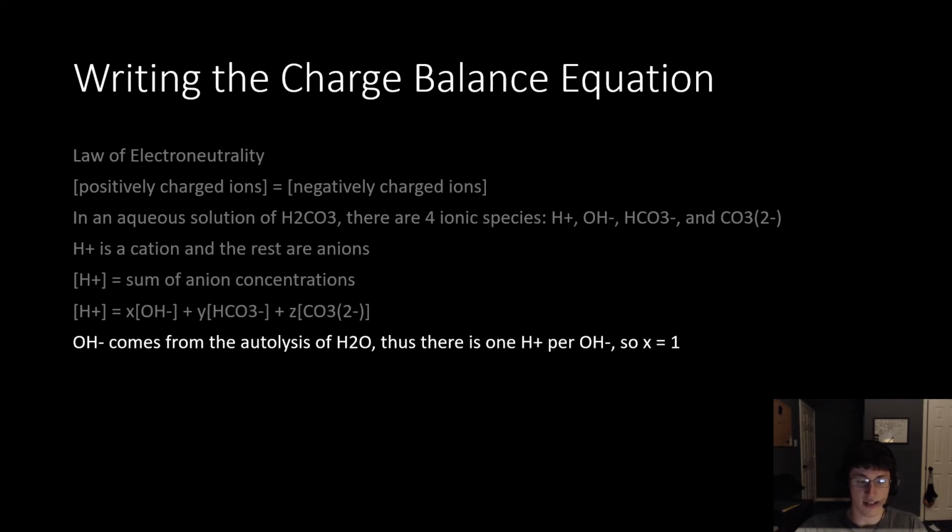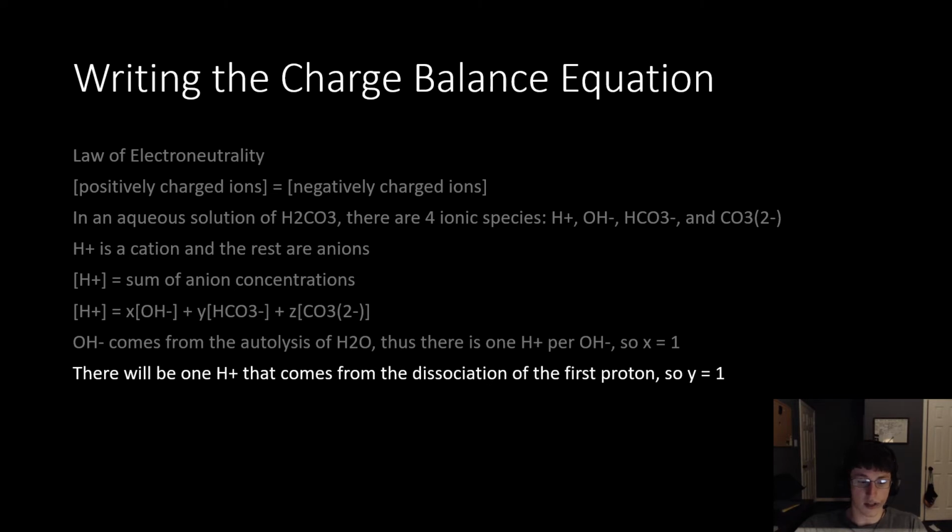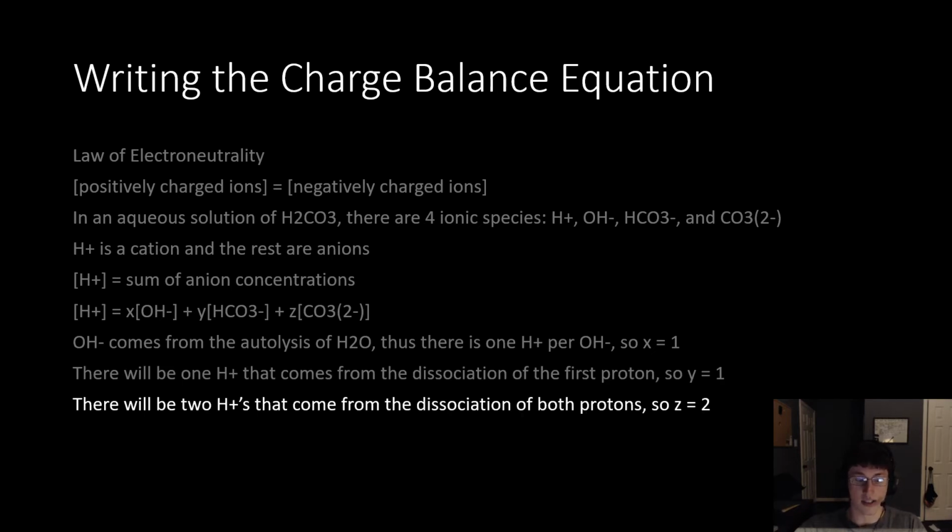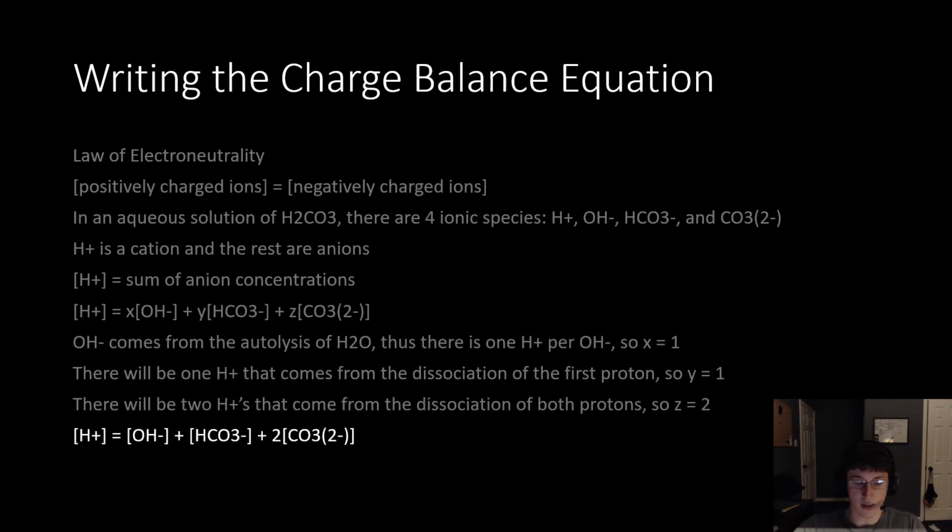Because hydroxide comes from the autolysis of H2O, there will only be one hydronium per hydroxide ion, so X must equal 1. There will be one hydronium ion that comes from the dissociation of the first proton of carbonic acid, so Y will also equal 1. And there will be two hydronium ions that come from the dissociation of both protons of carbonic acid, so Z must equal 2. Putting all of this into our equation, we get the concentration of hydronium equals the concentration of hydroxide plus the bicarbonate concentration plus 2 times the carbonate ion concentration.